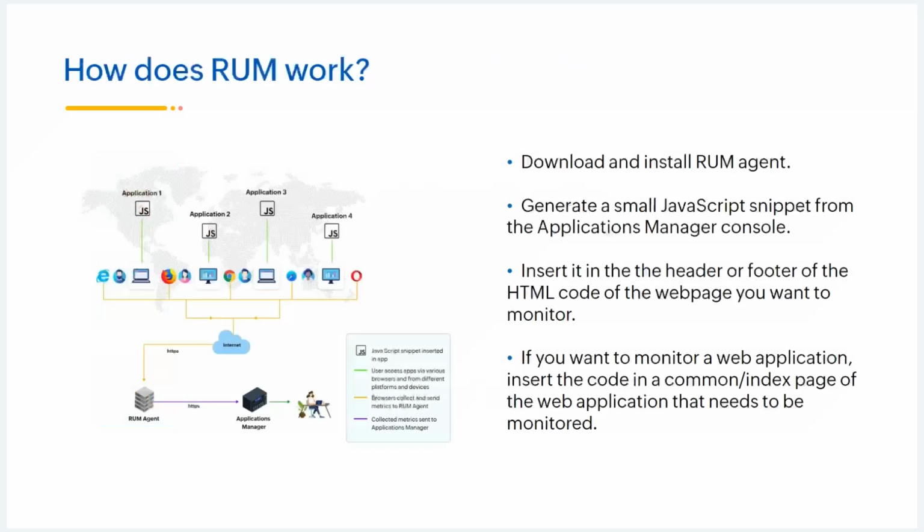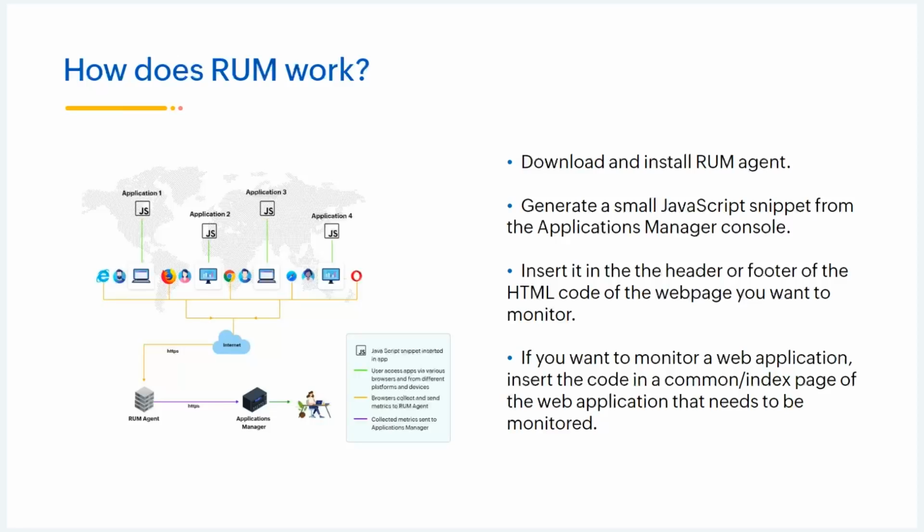So how does real user monitoring work in Applications Manager to facilitate data collection and reporting? The real user monitoring agent is deployed on the server where Applications Manager is hosted. A small JavaScript snippet generated by Applications Manager needs to be placed in the header or footer of the HTML code of the web application that you would like to monitor. So basically, we will provide a snippet. That snippet needs to be injected in the front end landing page of your website or application.